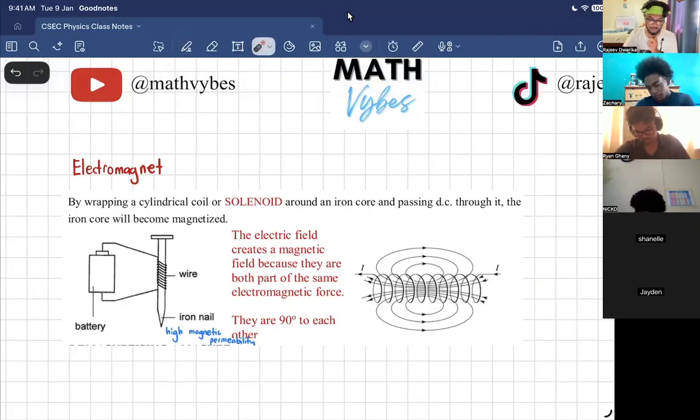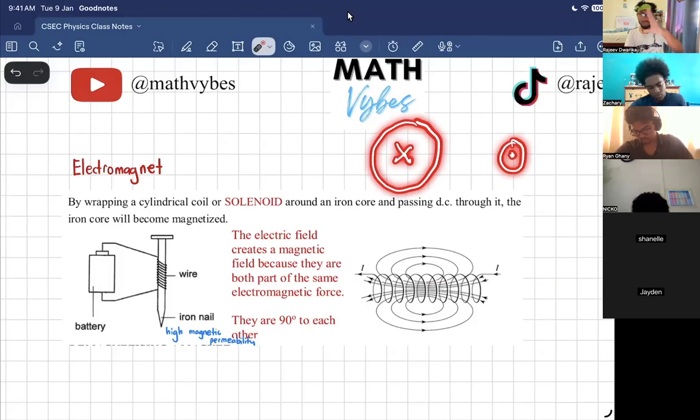Yes, sir. I also said that X represents current going into the paper and O represents current coming out of the paper. So Chanel, if current is going into the paper, then where would you place your thumb? Would you place your thumb away from the paper or into the paper? Into. Exactly, into, because X represents current going in.